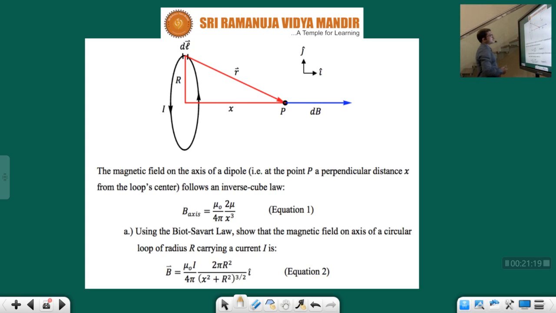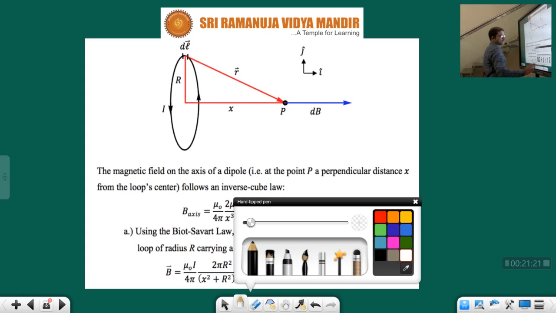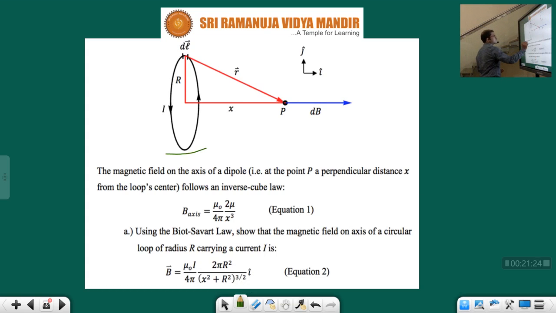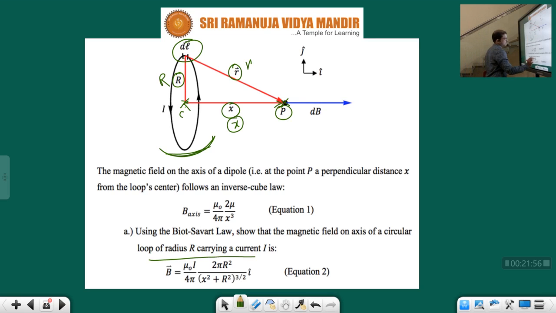Yeah, see children, this is the case I am talking about. If this is the wire, this is the wire, children, this is point P and this one is distance x, this one is r, this one is dl. From dl to P the distance is r, children, and the radius of the circle is capital R, and from the center of the circle to the point P the distance is X. Now how much magnetic field is induced at P? Simple children, this is the formula, direct formula I am saying.